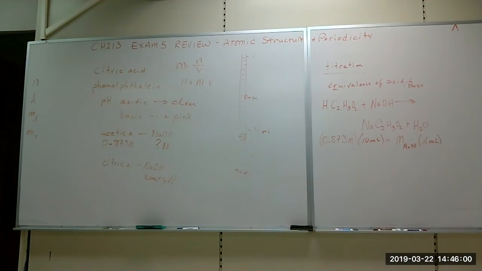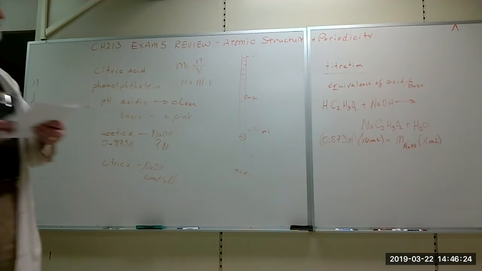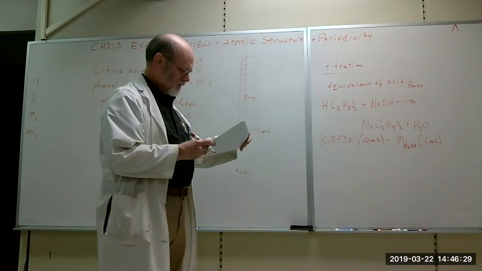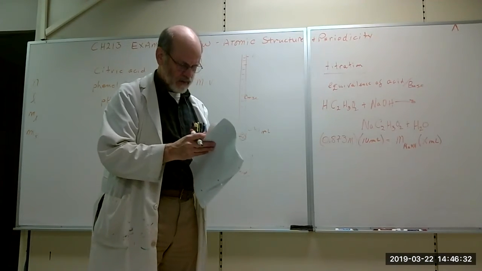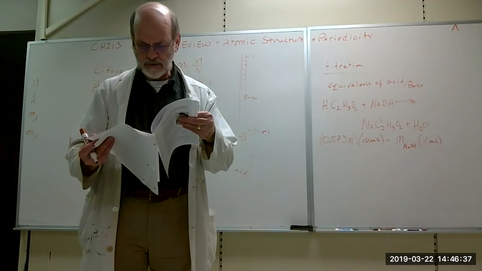And that's just the molarity of the acetic acid? Yes. Okay, so it's not given. I have to tell you, the molarity of the acetic acid is 0.873. Yes, I have to tell you that. Okay. So let's see. Let me look at your version. Laboratory questions.